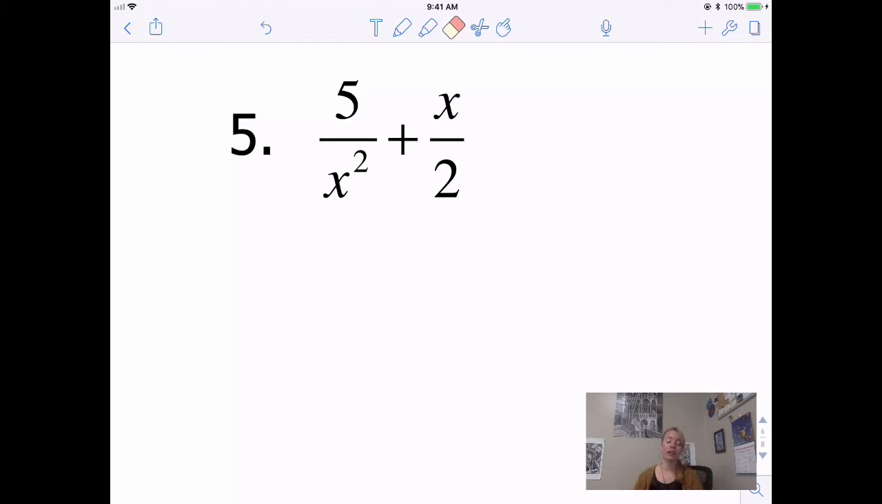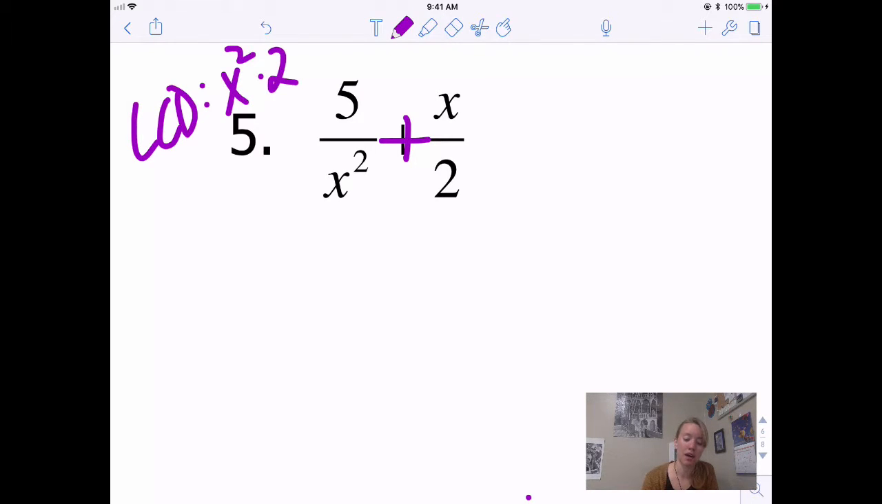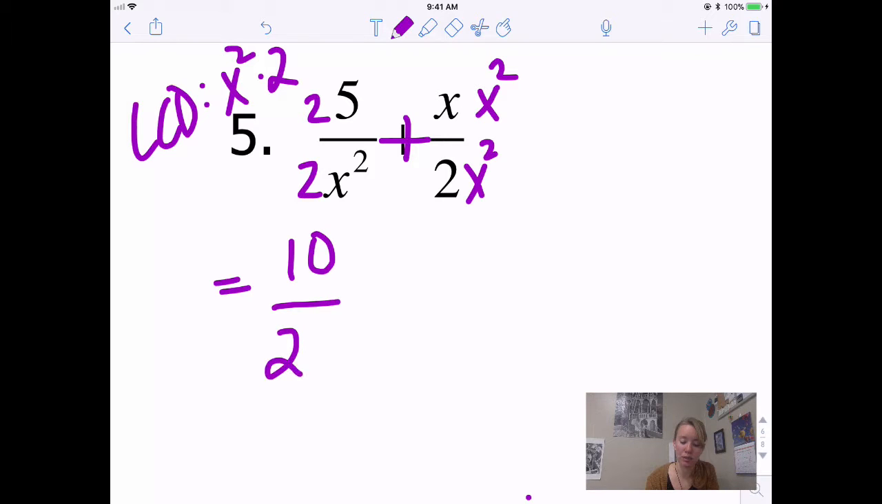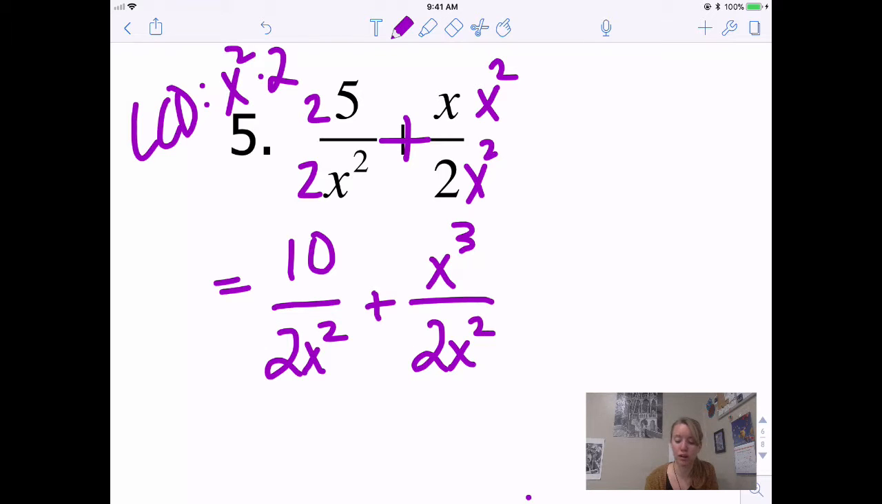Number 5, here you're going to be tempted to start canceling because you have an x in the numerator and an x squared in the denominator, but be careful because there's a plus. We can't mix that right now. What we can do is find an LCD. My LCD here, I have an x squared and I also have a 2, right? So what's missing in the first is a 2 on the bottom and a 2 on the top. What's missing in the second is an x squared on the bottom and an x squared on the top. So I multiply, I get 10 over 2x squared, and I get x to the third over 2x squared.